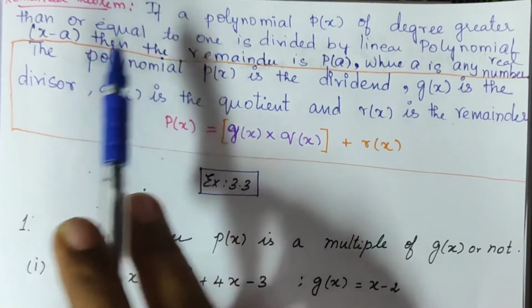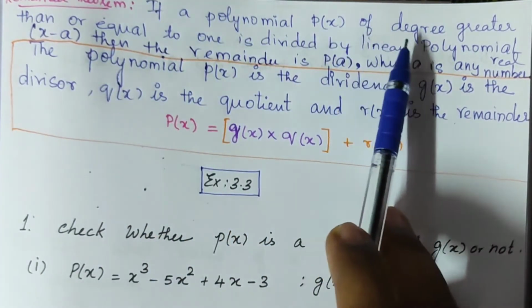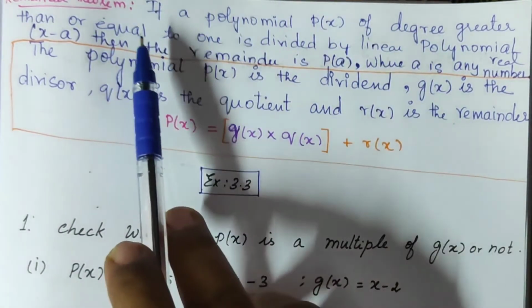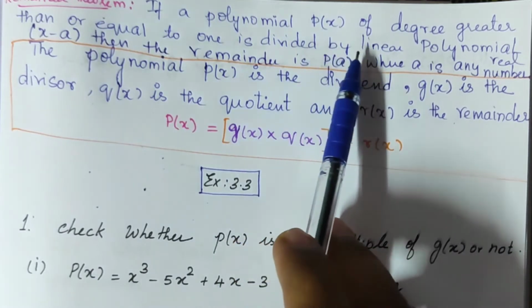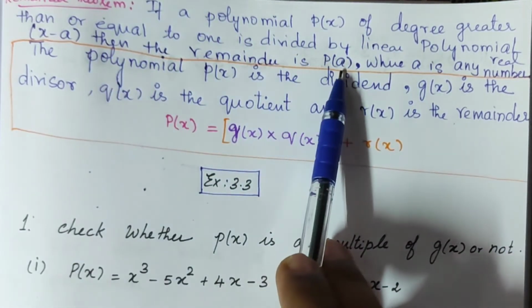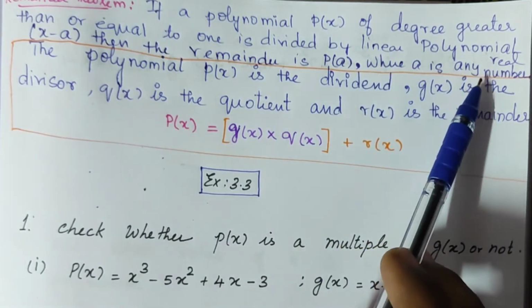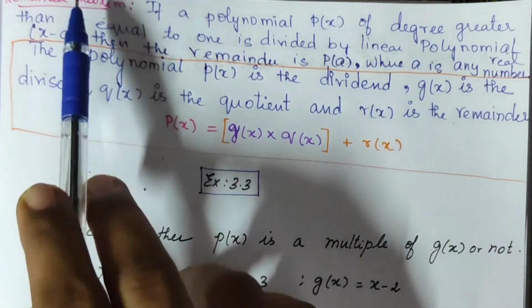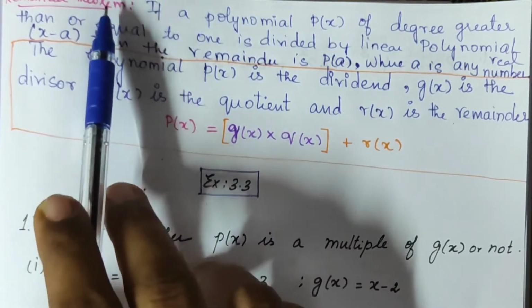So, a reminder theorem: if a polynomial p of x of degree greater than or equal to 1 is divided by a linear polynomial x minus a, then the remainder is p of a, where a is any real number. Okay, that is the remainder theorem. You have to learn and memorize this.